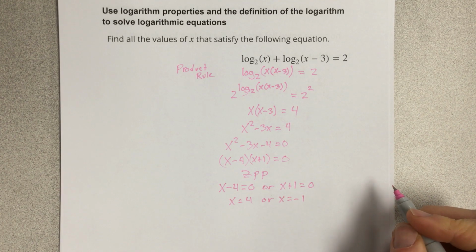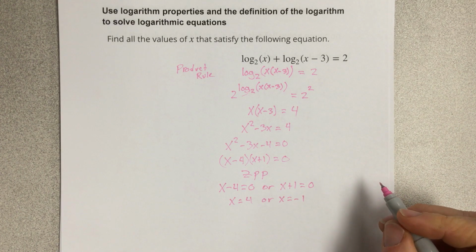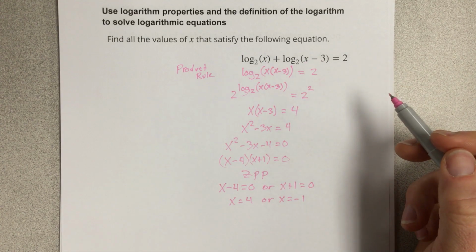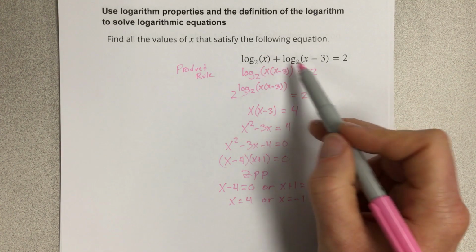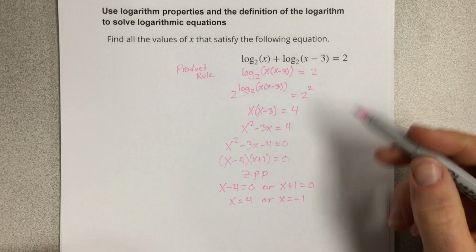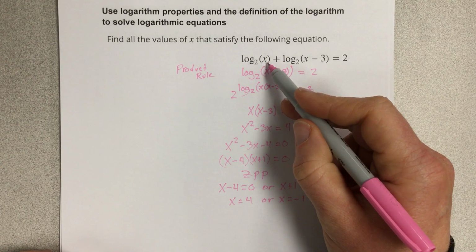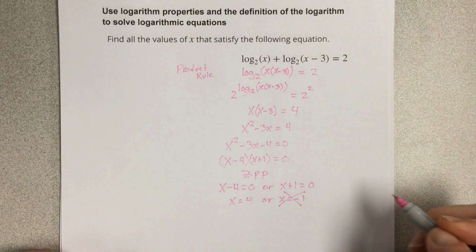Now I need to check these answers. I know that logarithms are only defined for values that are greater than 0. So I cannot have anything 0 or less inside the logarithm. If I plug in negative 1, I get log base 2 of negative 1. Can't happen. Can't do that. So that's not a solution.